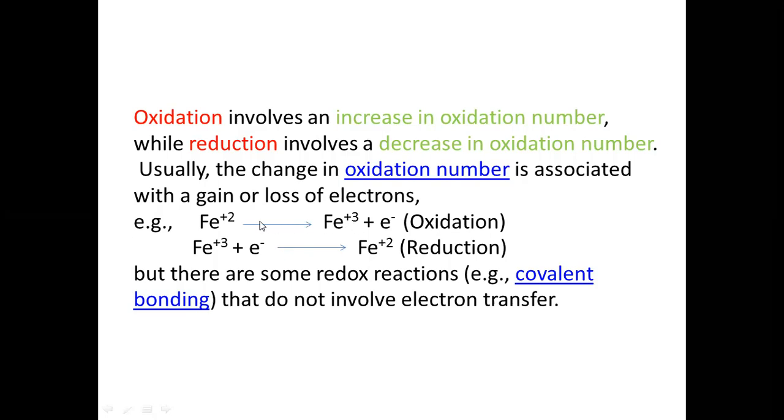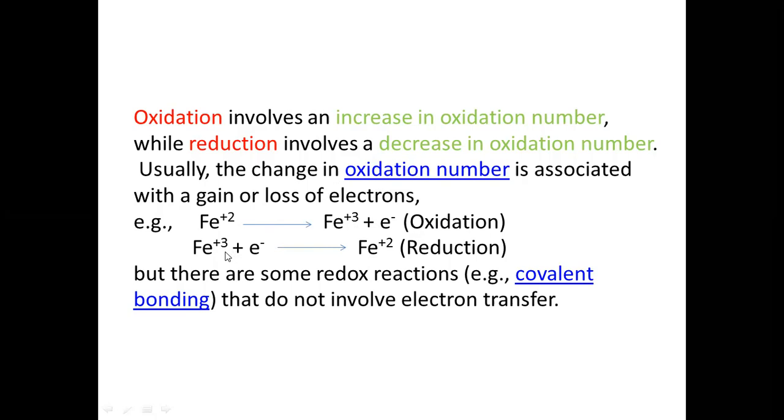And in this case, Fe+2 to Fe+3, this reaction involves loss of electrons. So, the reactions which involve loss of electrons from reactant to product, or an increase in oxidation number from reactant to product, those reactions we can call oxidation.